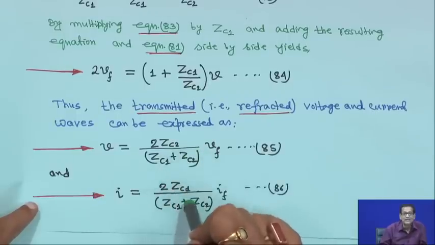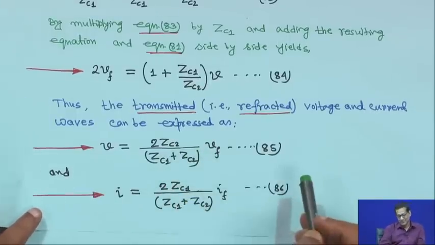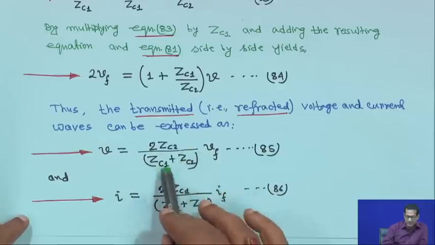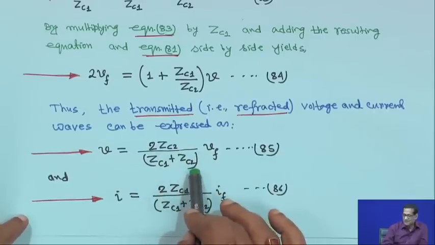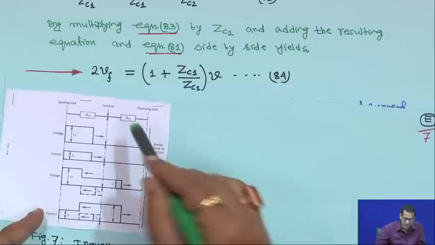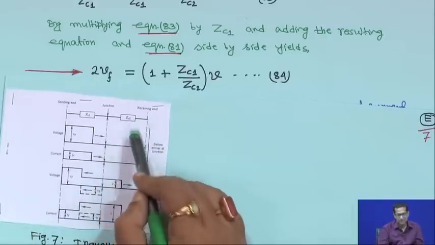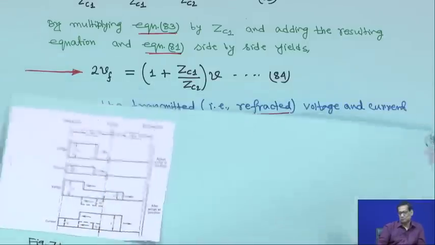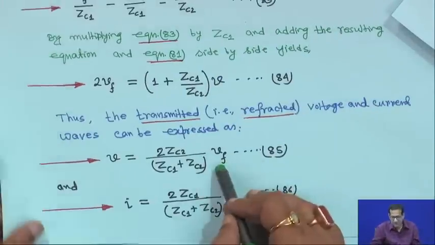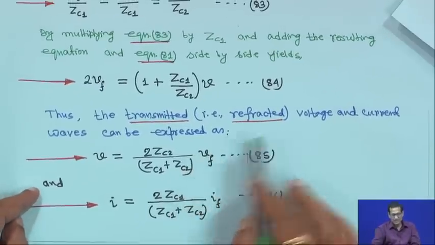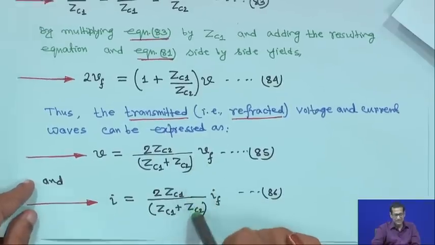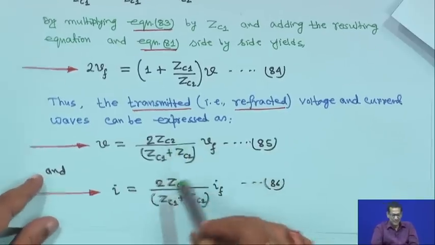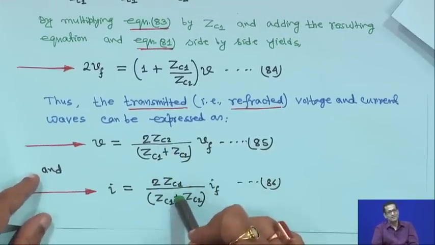If you add the coefficients for voltage and current, I showed you that tau plus tau I will be equal to 2. So, the coefficient for voltage is 2 Zc2 upon Zc1 plus Zc2, and for the refracted current it will be 2 Zc1 divided by Zc1 plus Zc2. Therefore, these are the transmitted or refracted voltage and current waves. These are the refraction coefficient for voltage, and this is the refraction coefficient for the current.